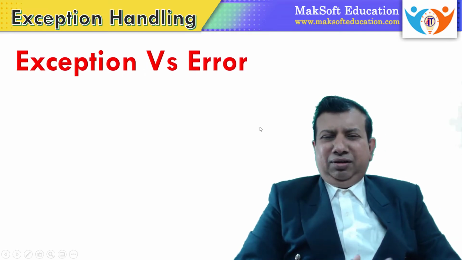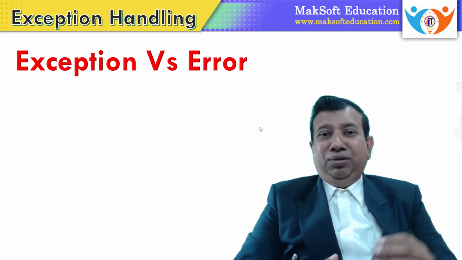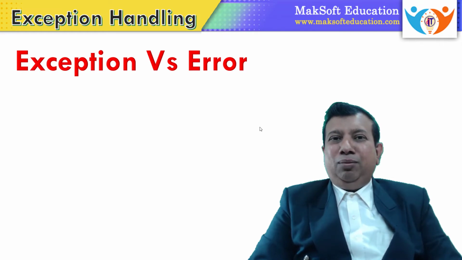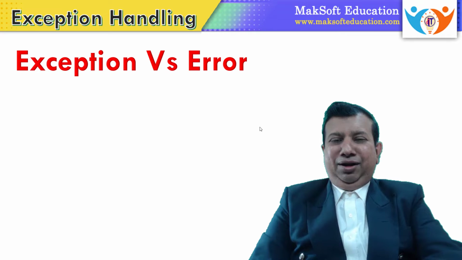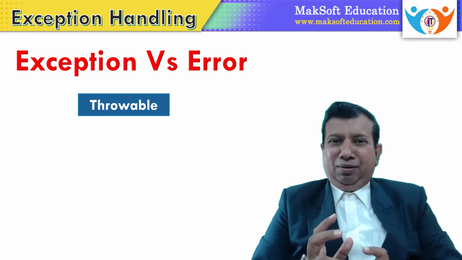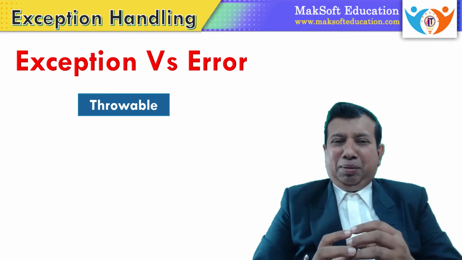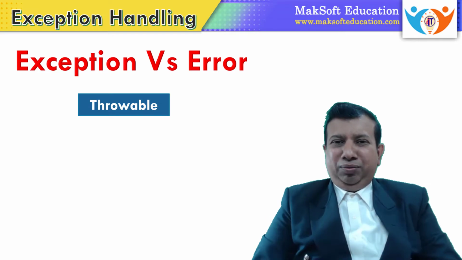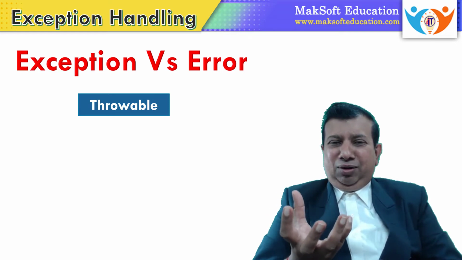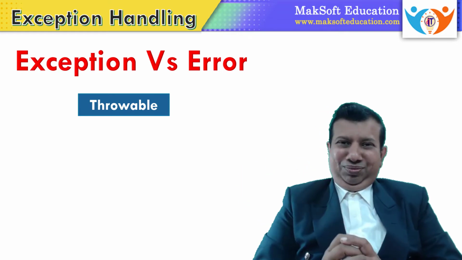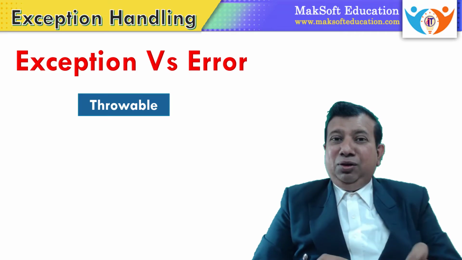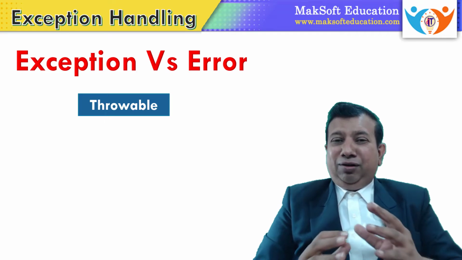So let us try to understand from its parent class. Throwable is a parent class for both exception and error. The name throwable itself suggests it has the capability to get thrown. Generally we use this word: throwable is something that we can throw. And throwable is a class that gives the capability to get thrown.